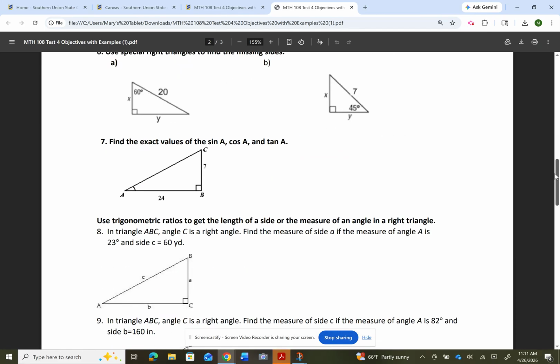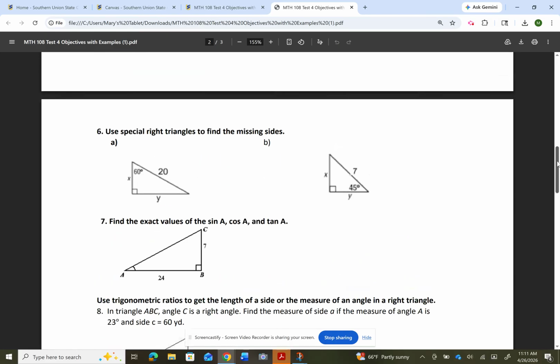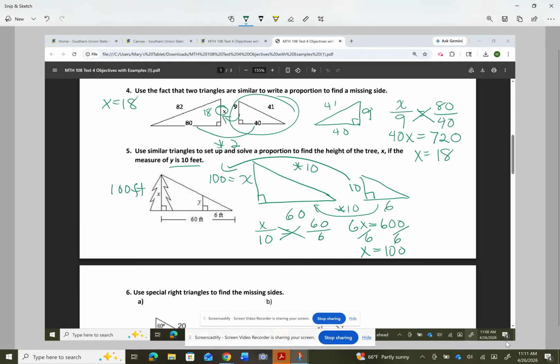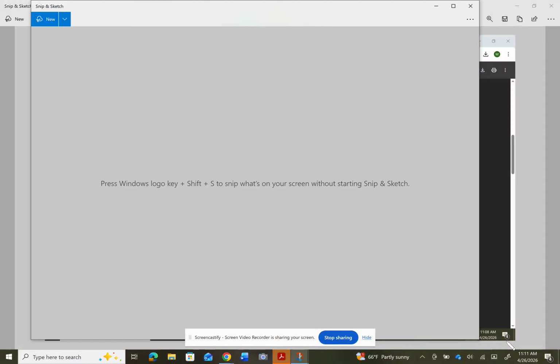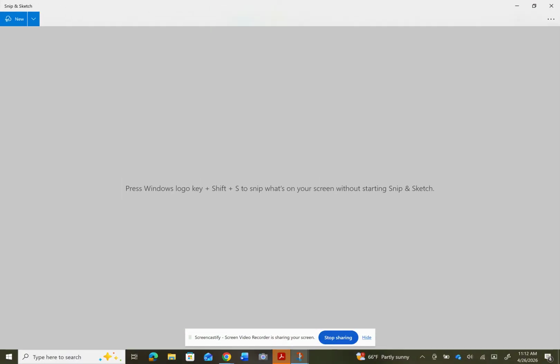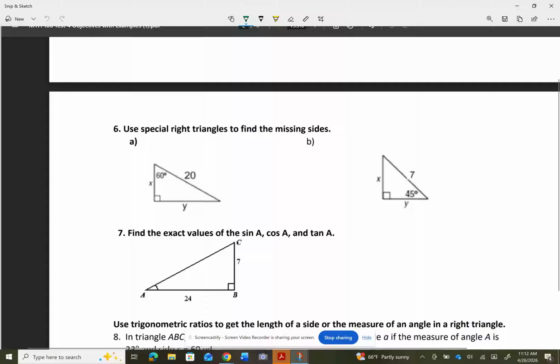I'm now going to do the special right triangles. So let me take a picture of that. All right, now special right triangles.